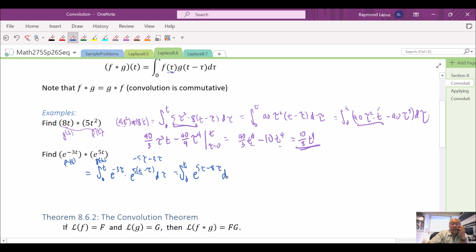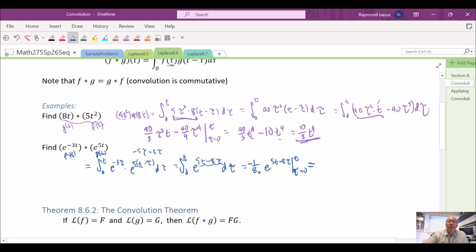And I believe with respect to tau, this is your u substitution up here, where t is a constant. So this will give us a 1 over 8th, and then an e to the 5t minus 8 tau. I think this should be a negative because this has a negative also. And we're going to evaluate tau from 0 to t. And then we have to be careful because if you put 0 in there, it's not going to fully disappear. So let's not neglect that.